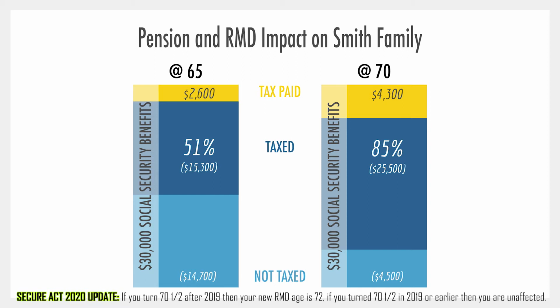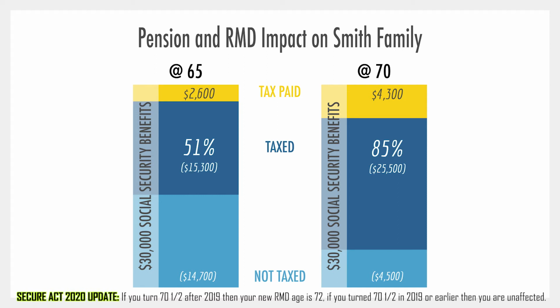On the left-hand side, you can see that their Social Security benefits fill up that whole graph. They have $30,000 of Social Security benefits. Because of their pension, they are taxed at 51% of their Social Security benefits. So you can see at the top of the graph that $2,600 is what they actually paid on taxes for their Social Security benefit. So we can determine that because of their pension, the impact was $2,600 of taxes paid.